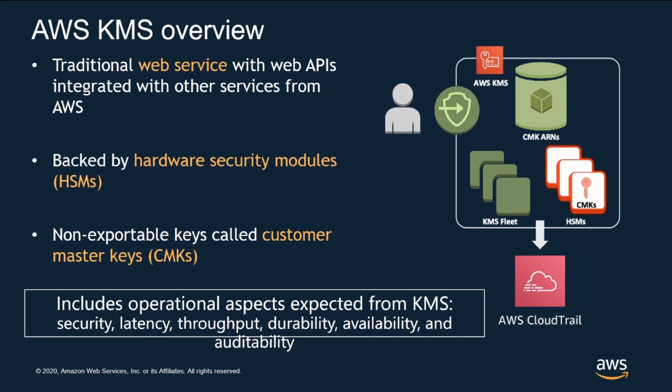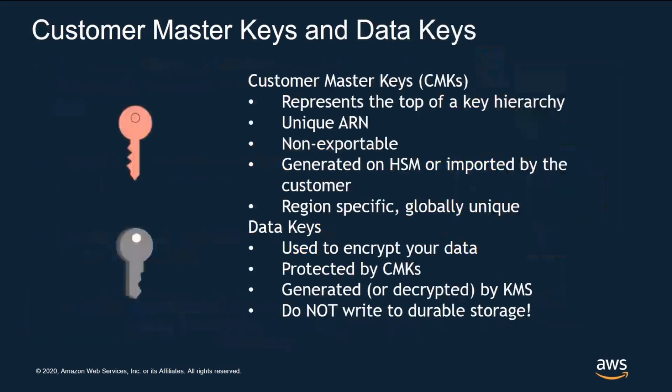AWS KMS is integrated with services like AWS CloudTrail to provide you with logs of all key usage to help you meet your regulatory and compliance needs. You can establish your own HSM-based cryptographic hierarchy under keys that you manage as customer master keys. These keys are made available only on the HSMs for the necessary cycles needed to process your cryptographic request.